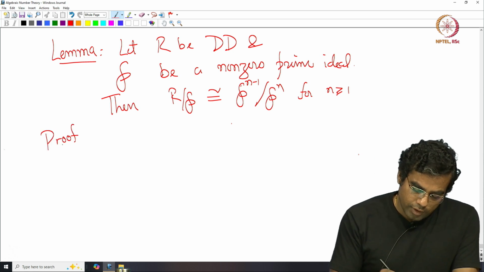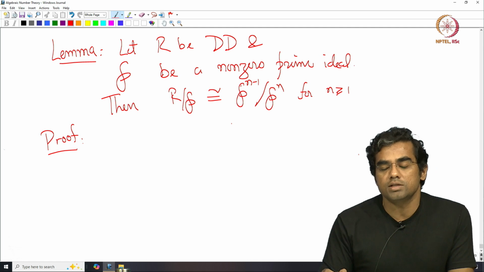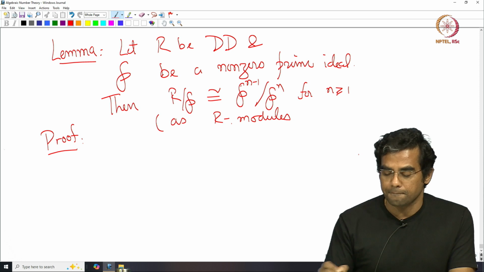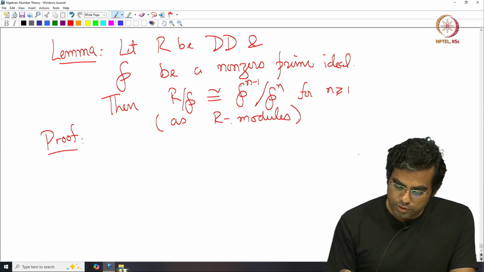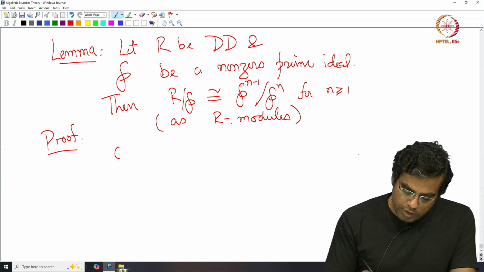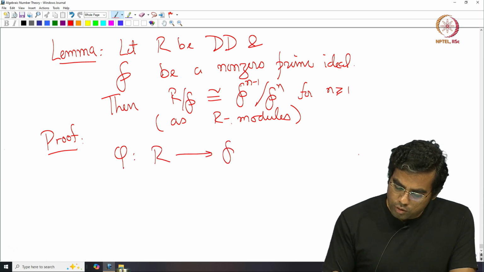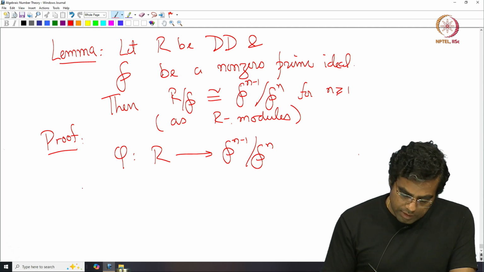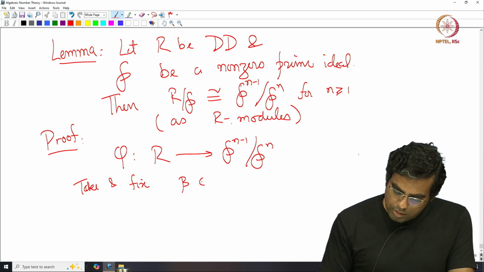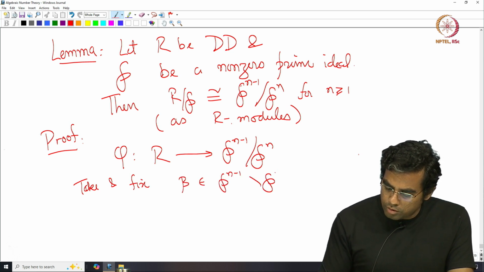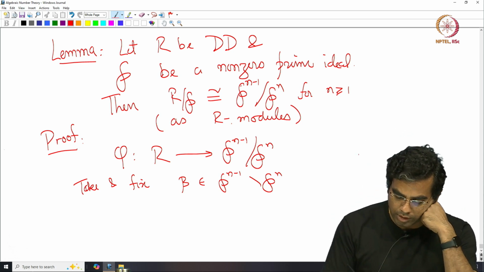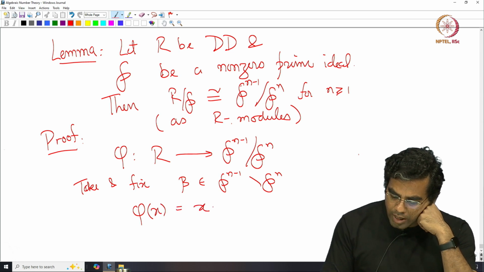So, here is a proof of this. This is an isomorphism as R-modules. So, how is this isomorphism obtained? We define a map phi from R to P^(n-1) modulo P^n. And how do we define this map? You take and fix beta in P^(n-1) minus P^n. So, P^(n-1) is strictly bigger than P^n, so there exists such a beta, and you put phi of x to be x times beta.